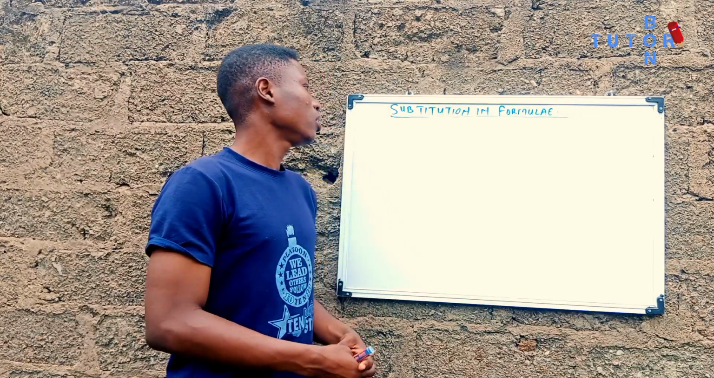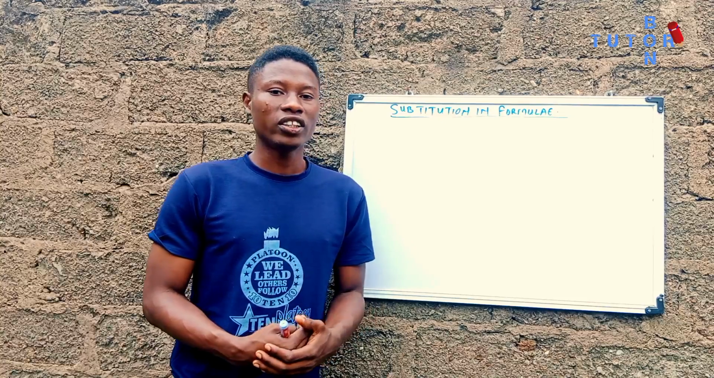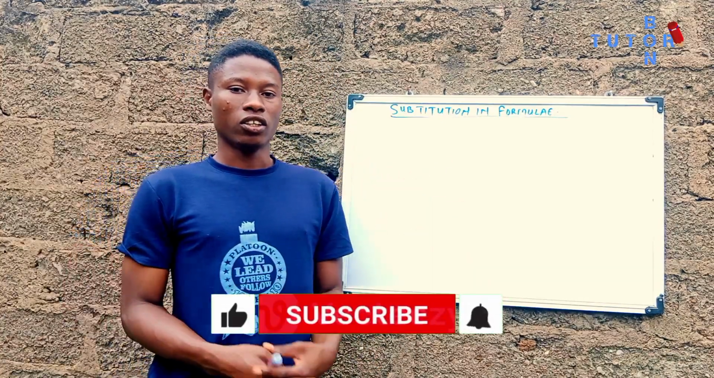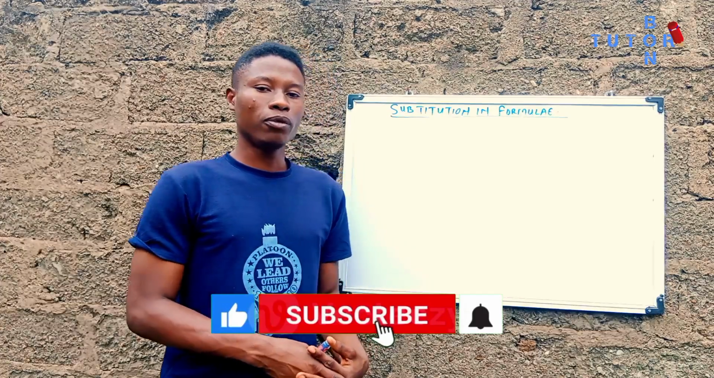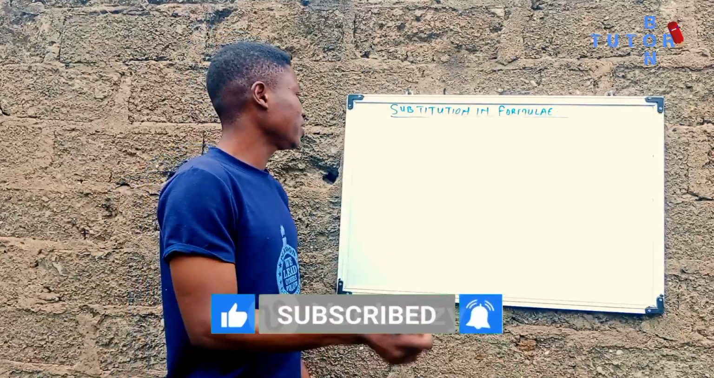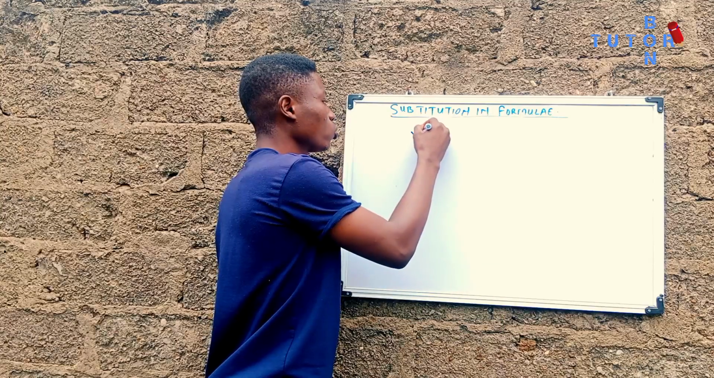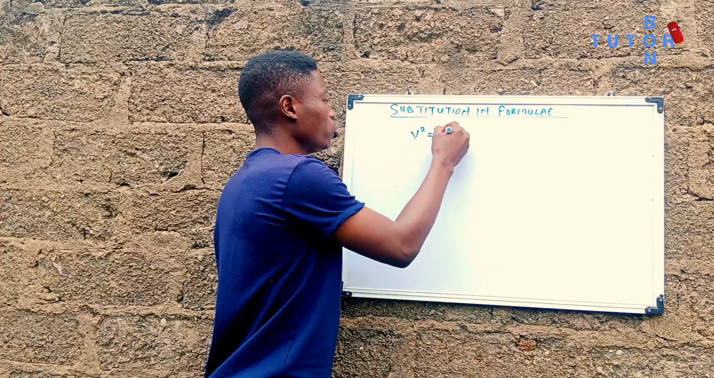Today we'll be talking about substitution in formulae. Don't forget we're still under the subject of the formula. This is just another part of it. Talking about that, let's take into consideration an equation of v square equals u square plus 2as.